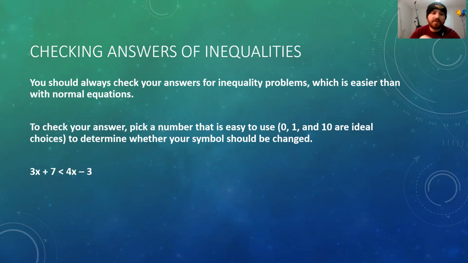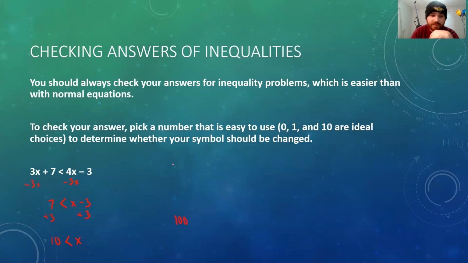So for example, if I solve 3x plus 7 is less than 4x minus 3, and I go minus 3x and minus 3x, so that's going to give me 7 is less than x minus 3. We add 3 to both sides, and then we get 10 is less than x. So according to this, it says x needs to be greater than 10. So what I can do is just sub in 100 as my original problem.